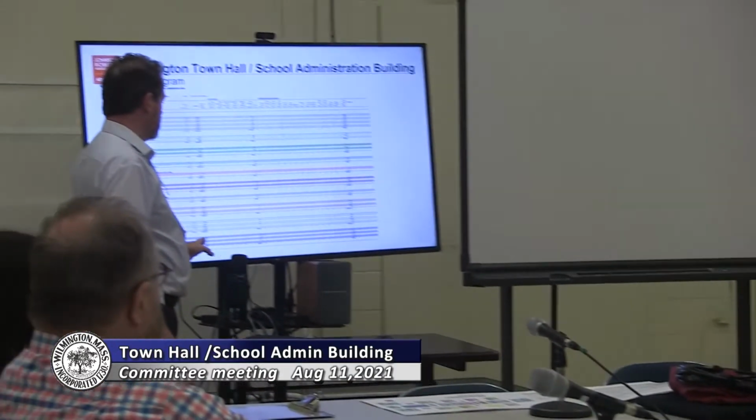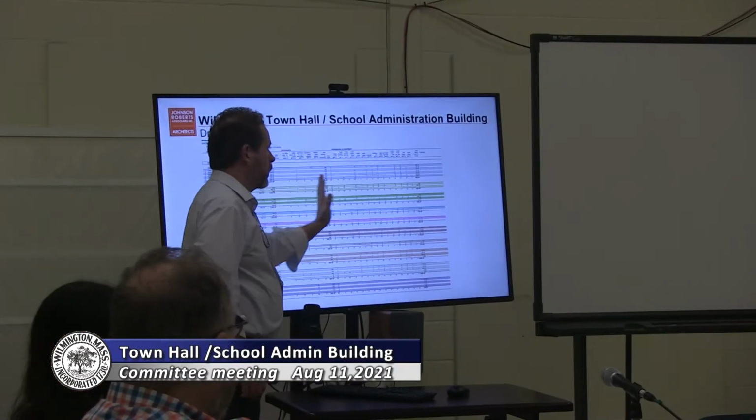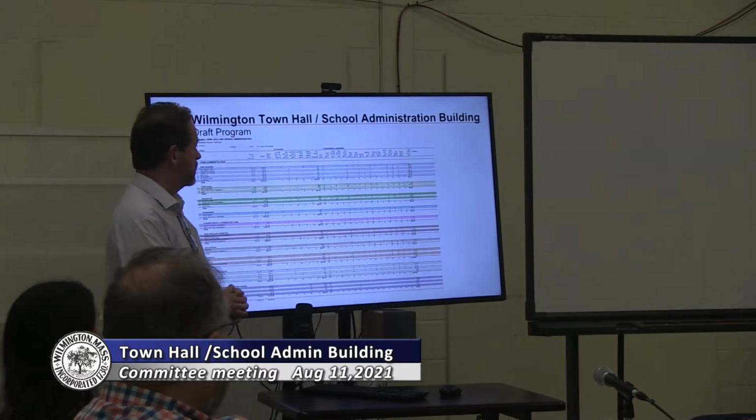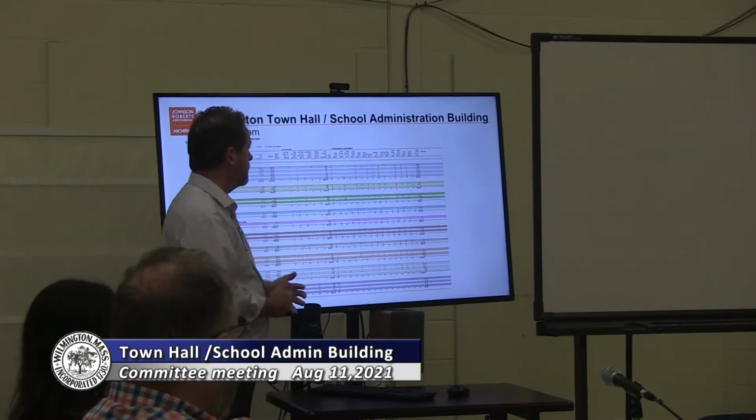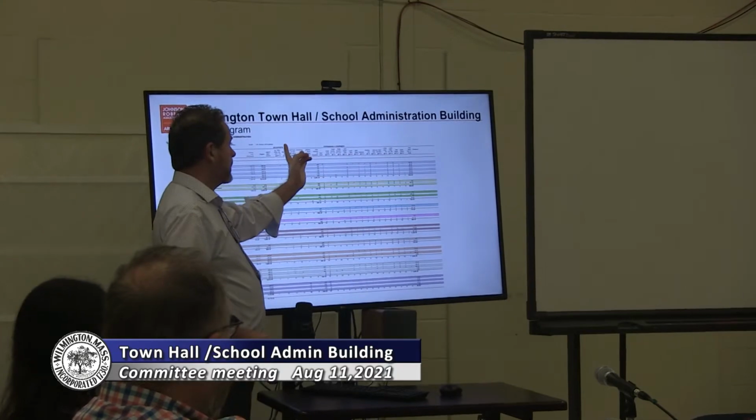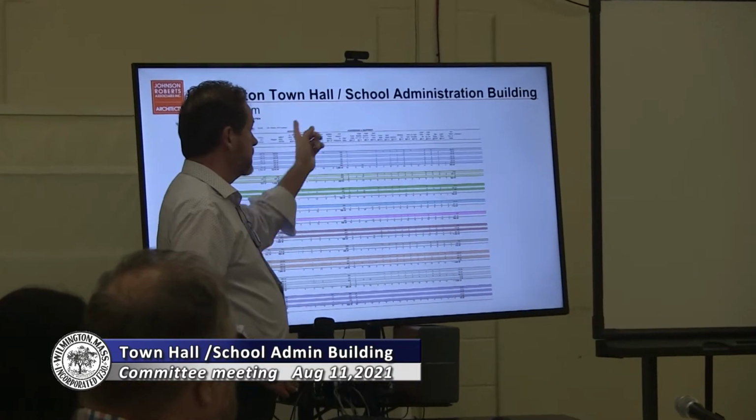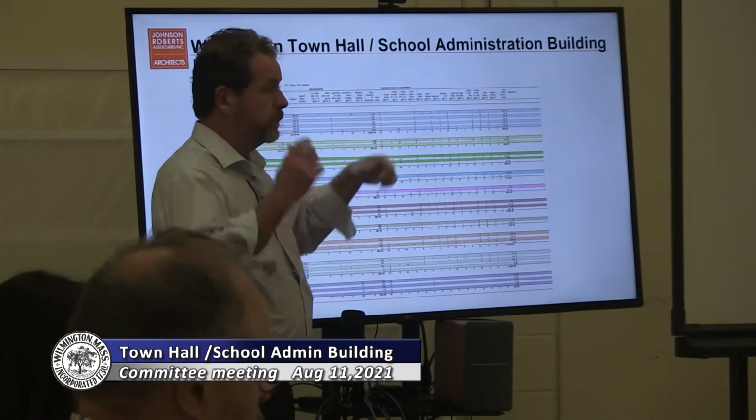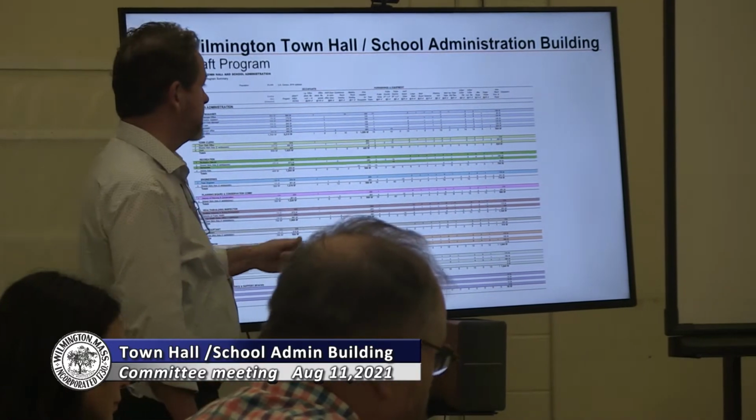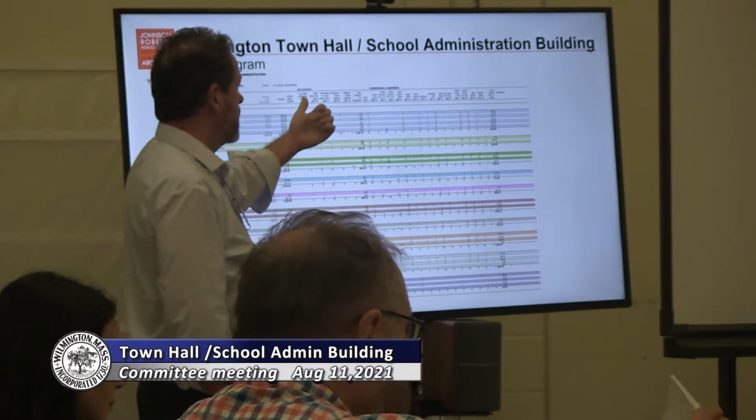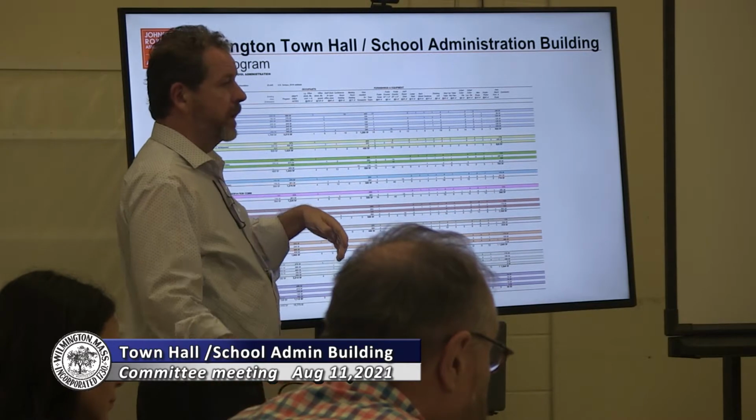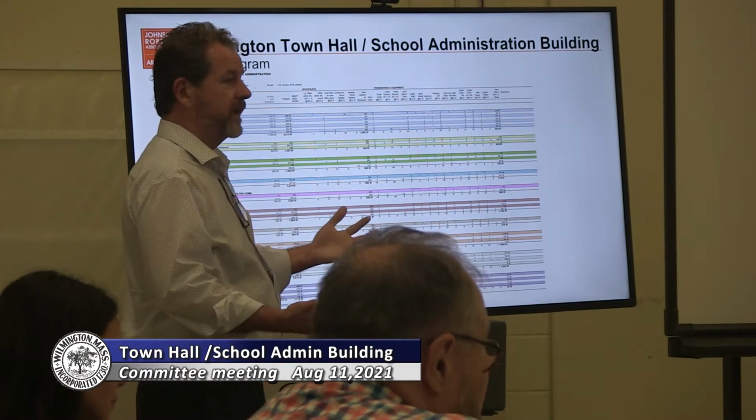The program totals right here are based on the worksheet portion of the program, which happens over in here. There's kind of two big groups. The first group is occupants, and the second group is furnishings and equipment. And basically, based on our experience, there is a certain amount of square footage that you really need in order to make an effective space.